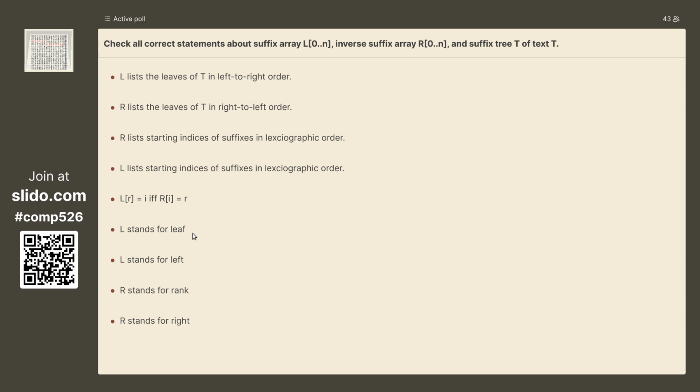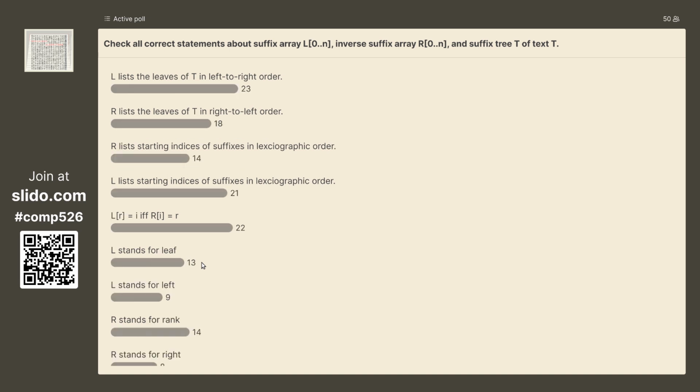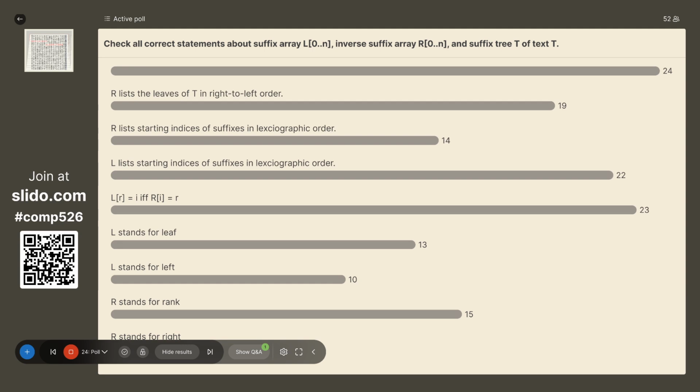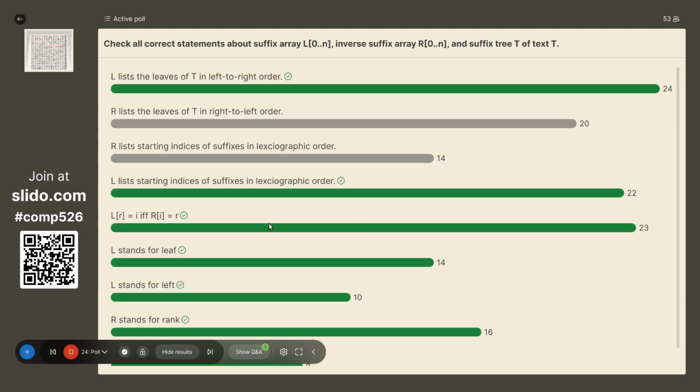So both these options, L or R, it doesn't need to be exclusive. They don't need to exclude each other. Okay, let's wait till 50. Oh, okay, there we are. Not much waiting needed. It's again a lot of answers. So in this case, almost all are correct.